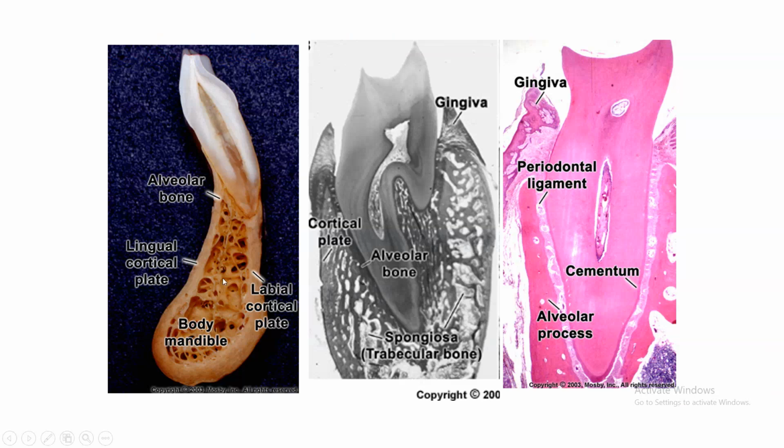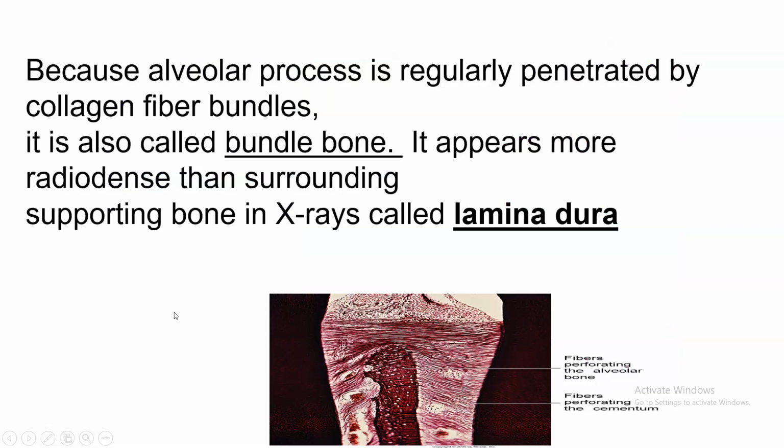This section shows us the alveolar bone. This is the basal bone. Because the alveolar process is regularly penetrated by collagen fiber bundles, it is also called bundle bone. It appears more radiodense than the surrounding supporting bone. In the X-ray we call it lamina dura.